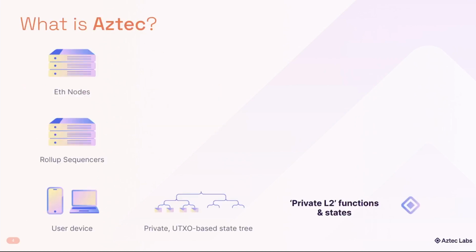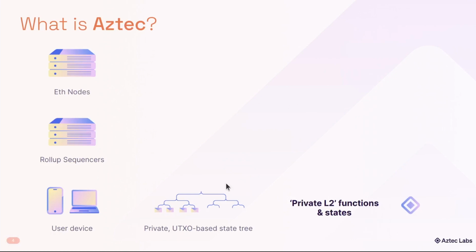So, as I mentioned, Aztec is a rollup on Ethereum, so there are multiple actors that make this blockchain work. First of all are the user devices at the bottom of the screen here. They send transactions to rollup sequencers that sequence transactions just like many other rollups on Ethereum, and then those are settled on Ethereum nodes themselves.